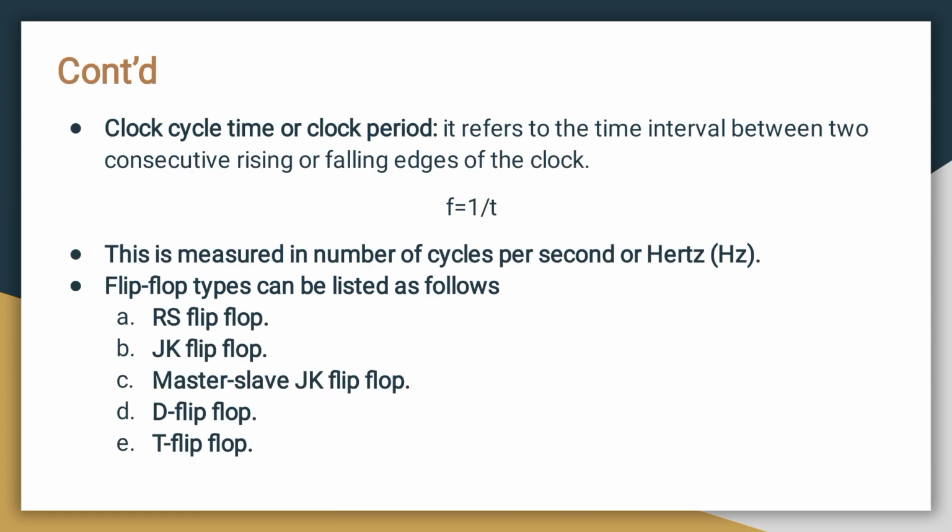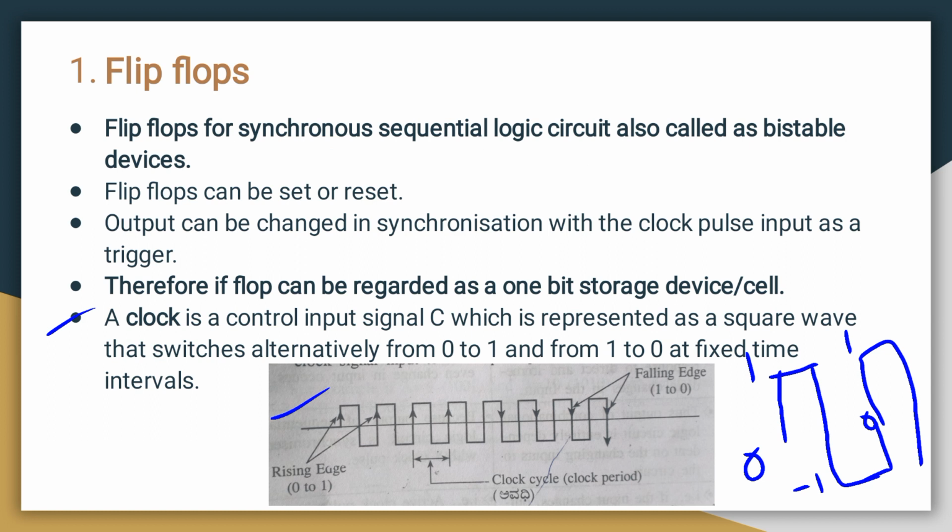The clock cycle time or the clock period. This is the main important one here. It refers to the time interval between two consecutive rising or falling edges. So you can see here, two consecutive difference, that is the two arrow marks down, right? So that is called the clock period. Or you can take this one, that is the rising edge. Two consecutive means the beside one, the next one. The difference of that interval time will be called the clock period.